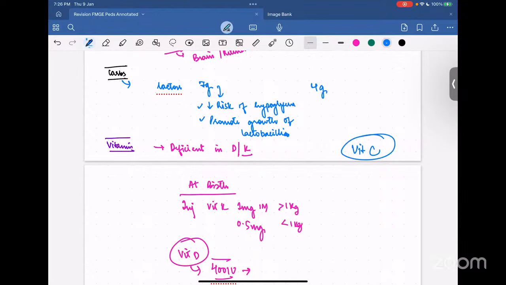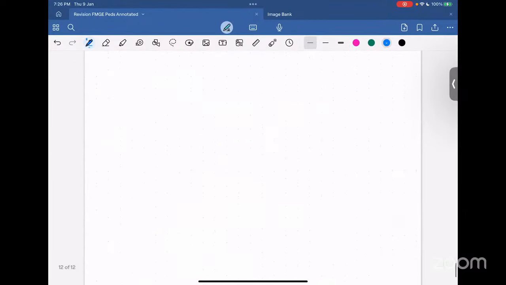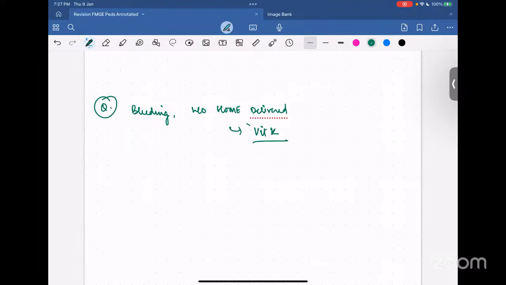So what kind of questions can be formed out of this? If they say a child presents to you with bleeding, and the child has a history of home delivery. This child was home delivered, which means this child did not receive the vitamin K injection at birth, right? Bleeding in a child who was home delivered. So which vitamin is responsible for this bleeding? It is vitamin K, and this is nothing but hemorrhagic disease of newborn. We give vitamin K for the prevention of hemorrhagic disease of newborn.